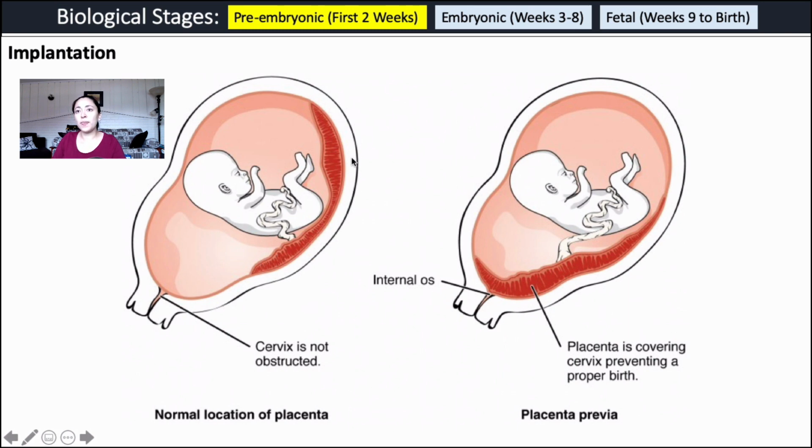So the normal location of implantation and the development of the placenta would be somewhere on the wall of the uterus, and it would have to be away from where the cervix is, because in order for delivery to happen, the baby needs access to the cervix to exit. There are some cases, though, where the implantation happens too close to the cervix, and this is known as placenta previa. And in this case, this can be very dangerous because it can lead to hemorrhaging or bleeding, and it's very difficult to deliver the fetus in this case because there's no way for the fetus to actually push its way through the cervix because the placenta is in the way. So this baby would probably have to be delivered through a cesarean section.